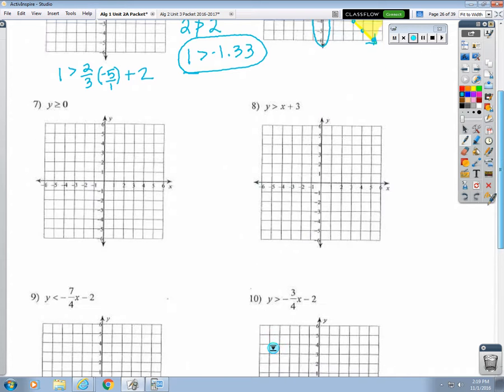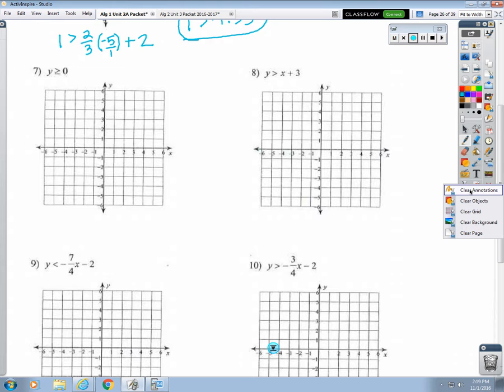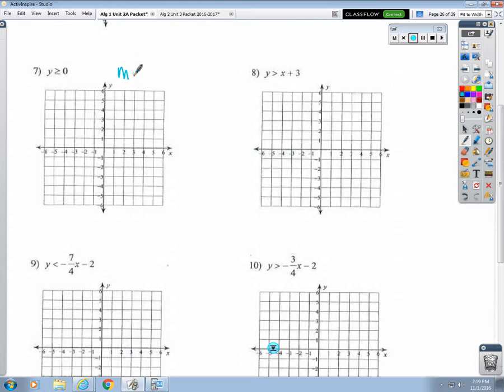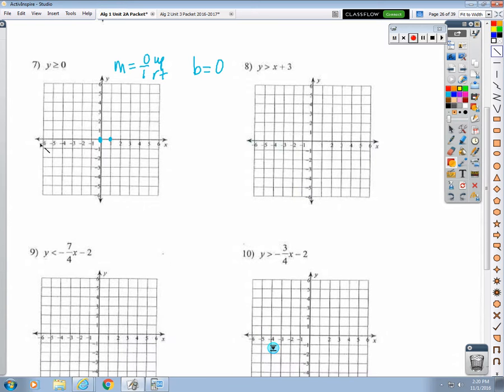Okay, number 7. What's the slope? 0. And then, you don't have to, but it helps some people to go ahead and throw it over 1 so they know they're going up 0, but they are going right 1. What's the y-intercept? 0 as well. So when you start this, what are you going to do? Plot a point at the origin, and then if you move up 0, right 1, aren't you just making a horizontal line? And doesn't it make sense that it's horizontal?